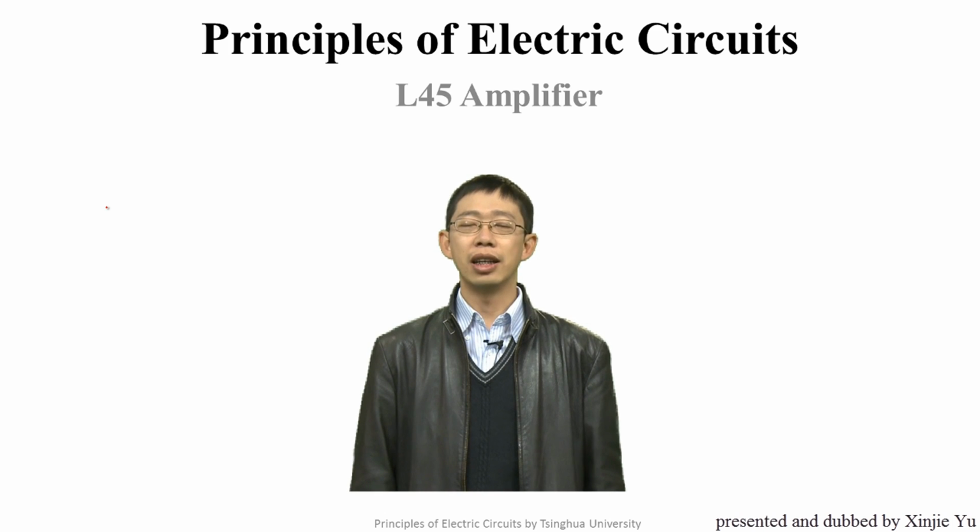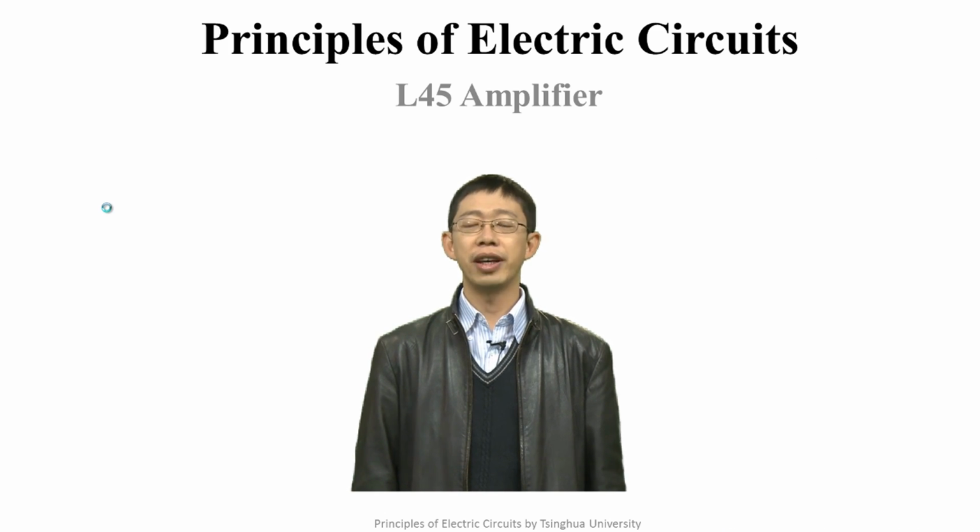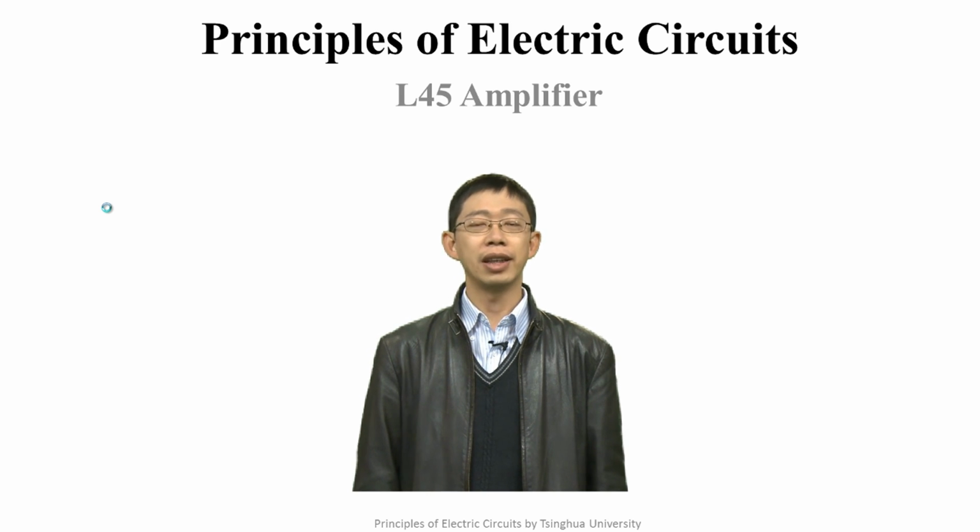In lecture 25, we have introduced how to constitute the gate circuits with MOSFETs. In this lecture, we will introduce how to constitute the amplifier with MOSFETs. Gate circuits and amplifiers are the basic units of the digital system and analog system respectively. They are the core components of the signal processing. In the following lectures, we will introduce how to deal with the energy by using MOSFETs.